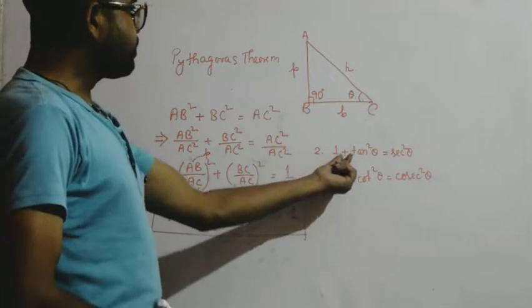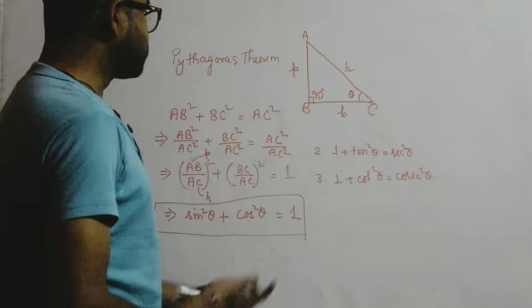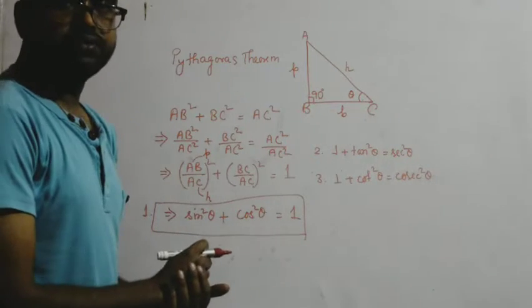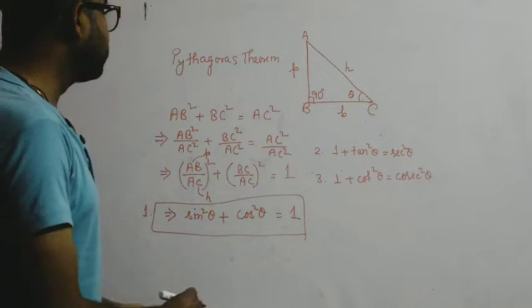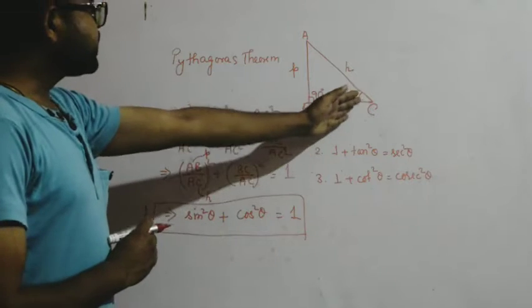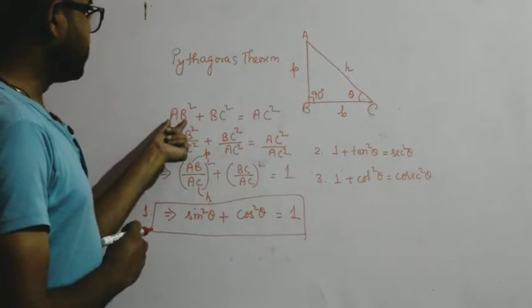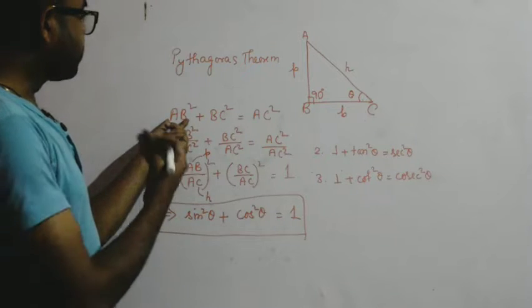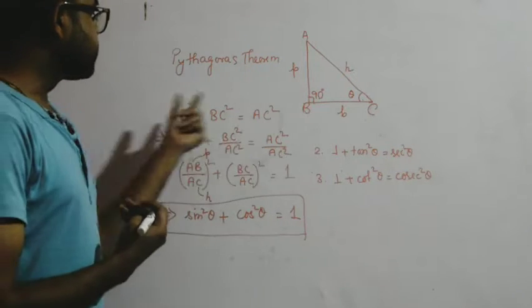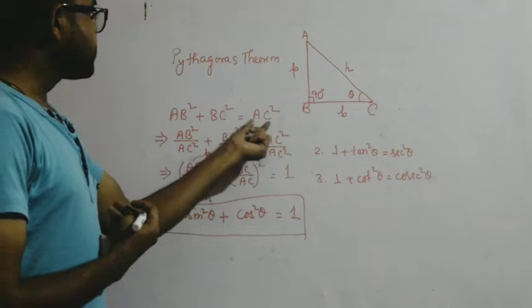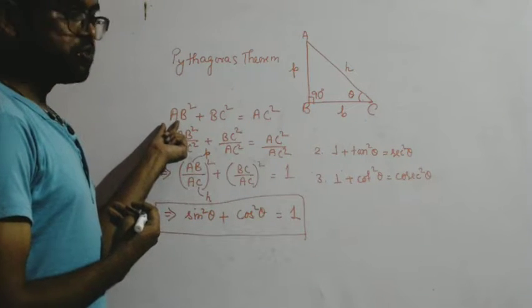Now 1 plus tan square theta, how will you get tan square theta? Tan is the ratio of P by B, that is perpendicular by base. So considering this triangle, which one is the perpendicular? AB is the perpendicular. So AB square, you have to divide by base, base is BC. So that means all the terms have to be divided by BC square.